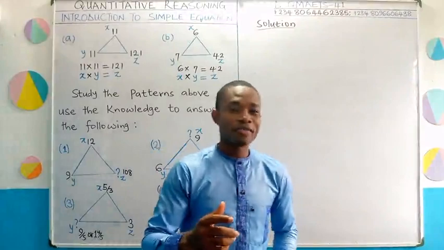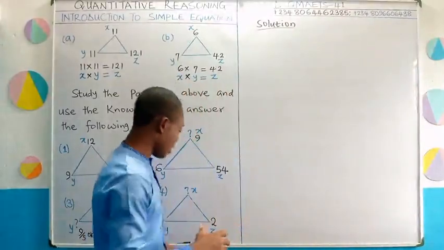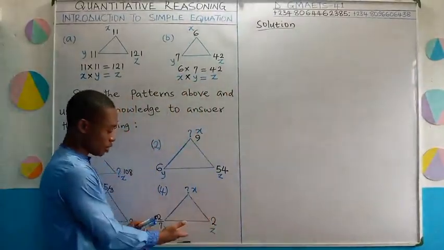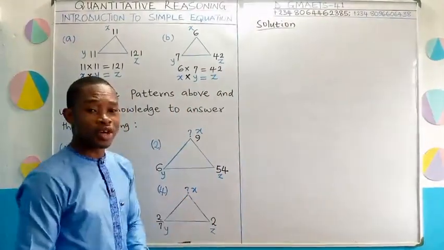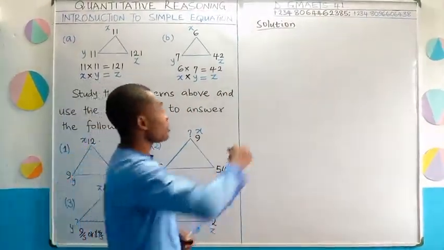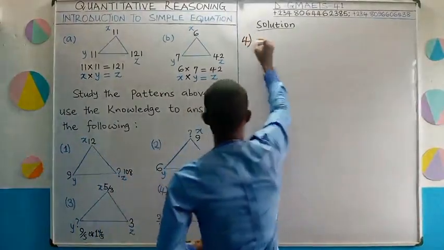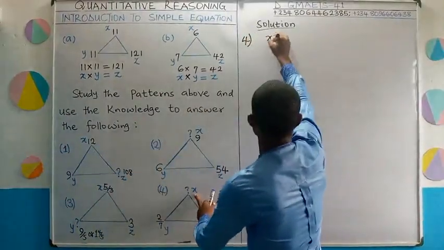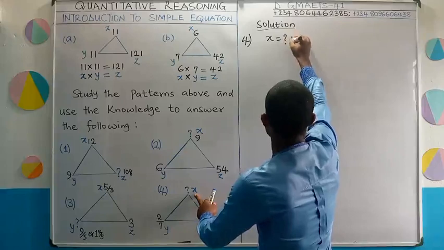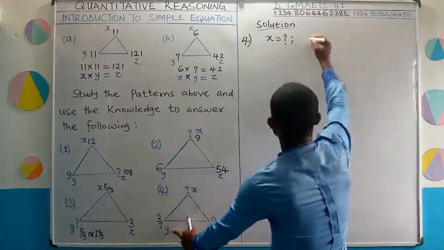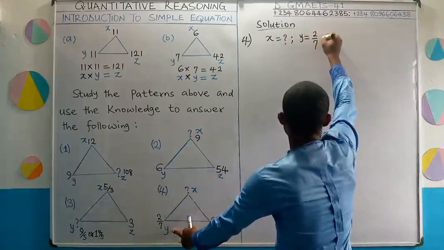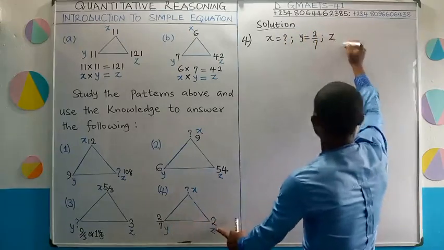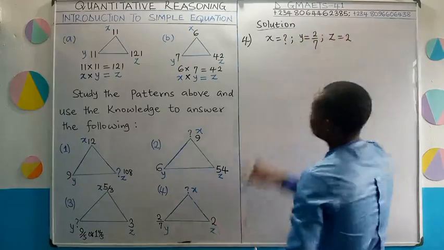And now we have question number 4. Okay, now look at the diagram of question number 4. Let us see what we know and what we do not know. In question number 4, you see clearly that x is the unknown, so x is equal to question mark, we don't know it. The value of y was given to us, that part is 2/7, and then z, we know the value there to be equal to 2.